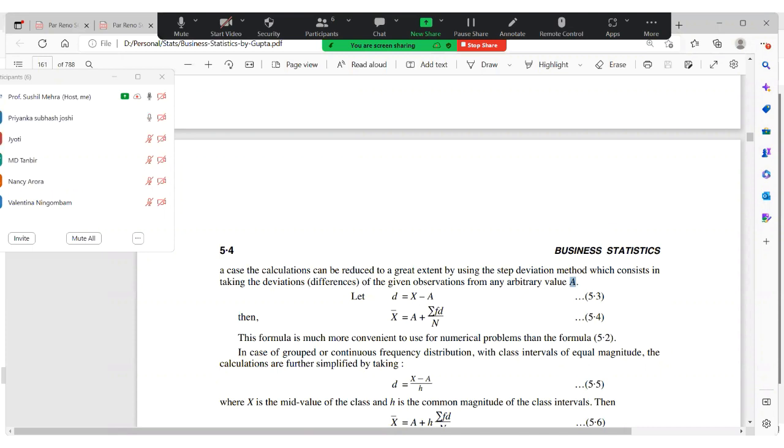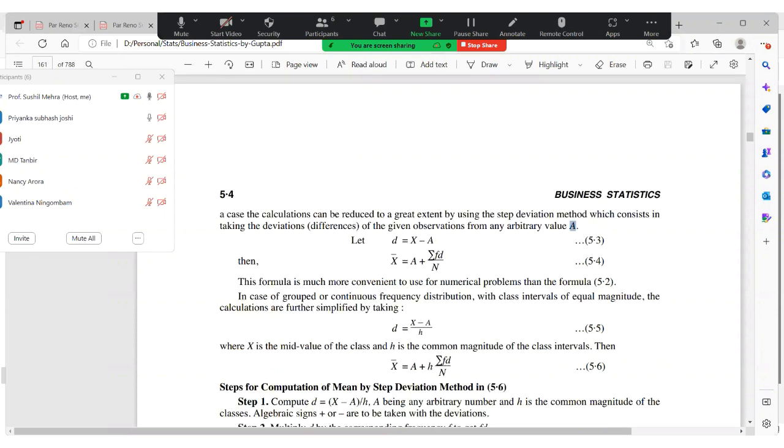Okay. So the first step is what? X minus A. X is the variable, A is the assumed value we have taken. We denote it by D. D stands for the deviation, right? So the formula for X bar is A plus summation of F into D by N, right? This is the formula for the shortcut method.